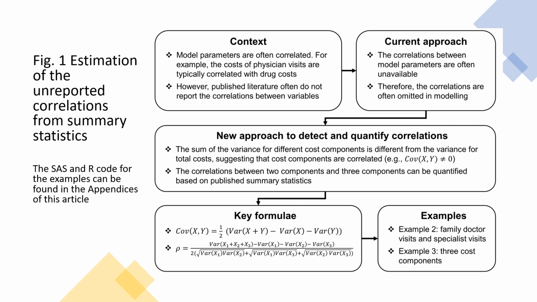Correlation and covariance are basic measures of the linear relationship between two variables. In this section, methods are illustrated for quantifying the covariance and the correlation coefficients of correlated variables based on published summary statistics. We also provided an introduction to how to generate multivariate normal distribution data, a generalization of the one-dimensional normal distribution to higher dimensions, along with 3 examples: diagnostic accuracy, physician visits, and cost data with 3 components.